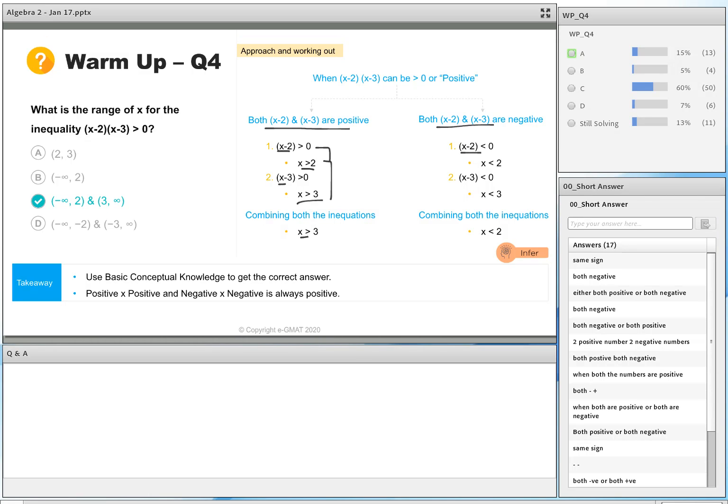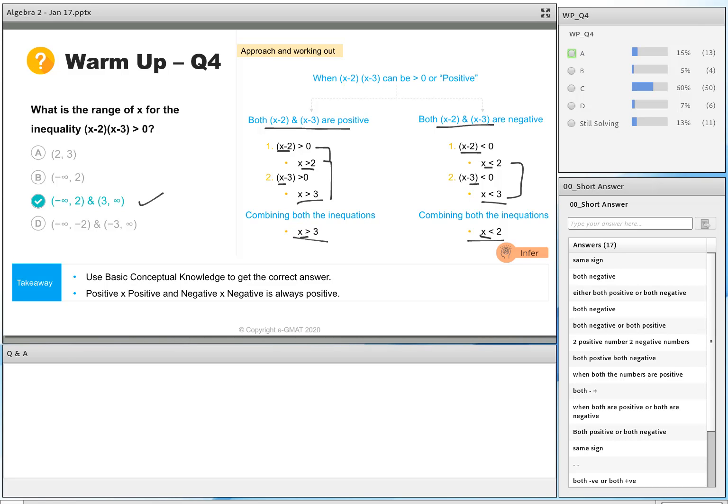The second case is when both of these numbers are negative, less than 0. If x minus 2 is less than 0, then x is less than 2. If x minus 3 is less than 0, then x is less than 3. Again, combining these two, what is that common region? You might have to draw a number line to understand this at your end. The common region that takes both these inequalities into account is when x is less than 2. So we have two possibilities, one x being greater than 3, the other x being less than 2. So the answer for this question is choice C.